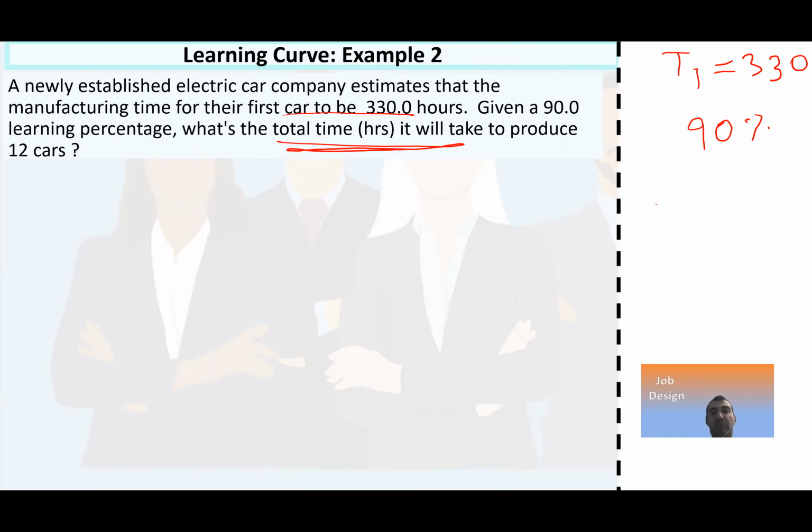So we want to look for the total time for 12 cars. Now this is different than the previous question. The previous question asked us for the 17th. So how long does it take to produce the 17th car? Now it's asking us to produce all the cars up to 12, so 1 plus 2 plus 3 all the way to 12. In this case, we want to use the table.